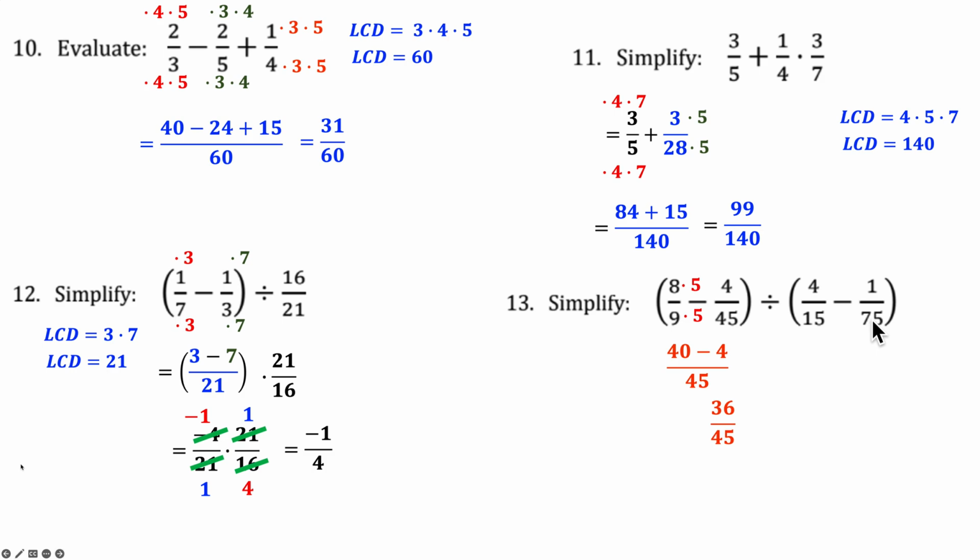15 can divide into 75 also 5 times. So multiply 5 top and bottom. 20 minus 1, 19 over 75. But while we're here, let's change the division to multiplication, then flip 75 on the top, 19 on the bottom. Let's see, cancellations here. 15 can go divide evenly into 45 3 times and 75 5 times. 3 can go into 36 12 times. 12 times 5, we have 60 over 19 as my final answer.